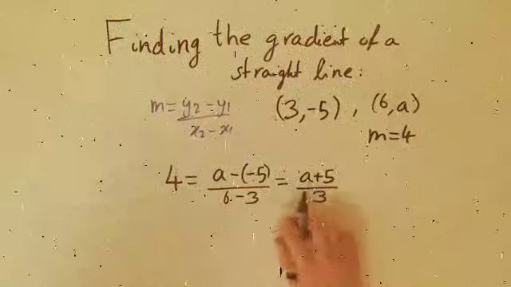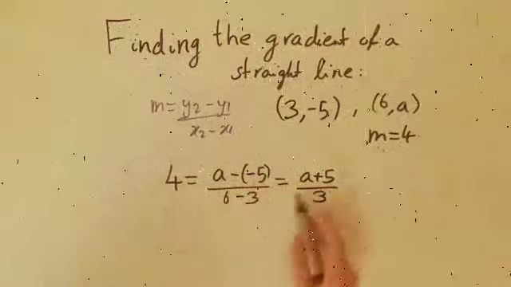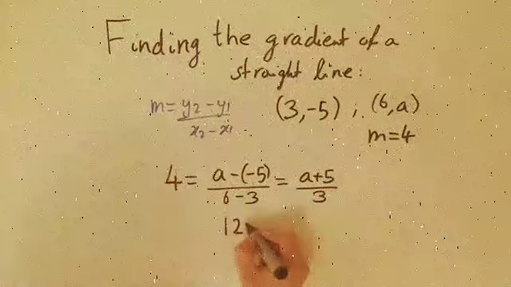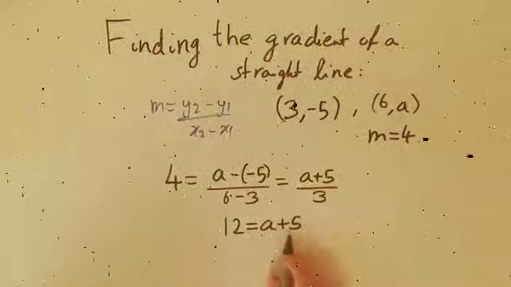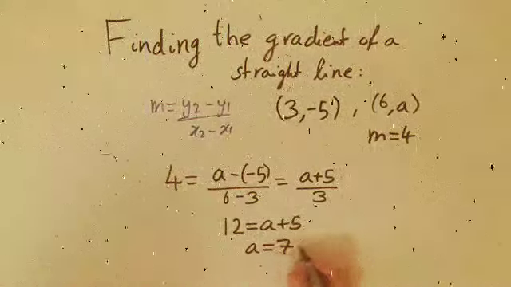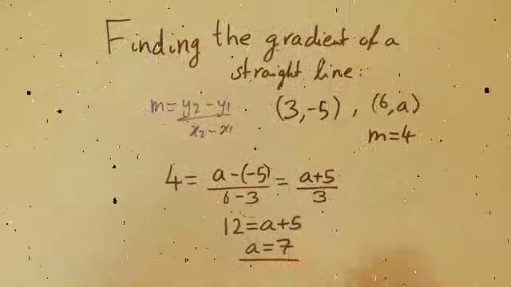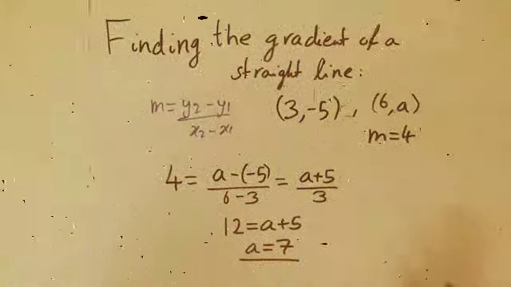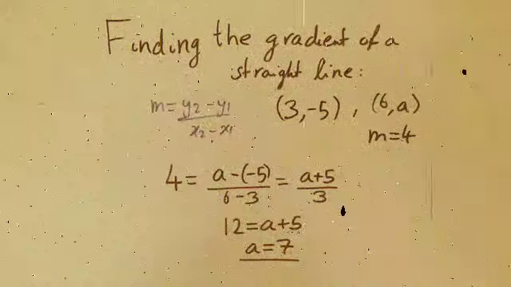So now to find out the value of a, we just need to solve this simple equation. We're going to do this by multiplying both sides by 3. So we're going to get 12 is equal to a plus 5. And then just subtracting off by 5, we get that a is equal to 7. So this is the answer to this problem. And this is kind of a bit of an inverse problem, so it's just getting you to think creatively about how to use this formula. And that's all you need to know about finding the gradient.